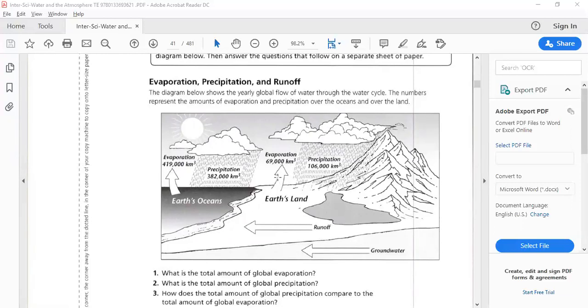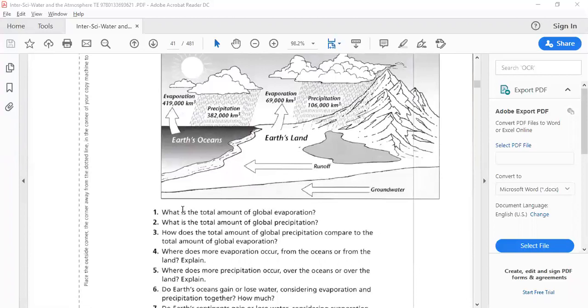On the other side, evaporation coming from the land is about 69,000 cubic kilometers of water. But the precipitation is more, about 37,000 cubic kilometers more. So let's see question number one.